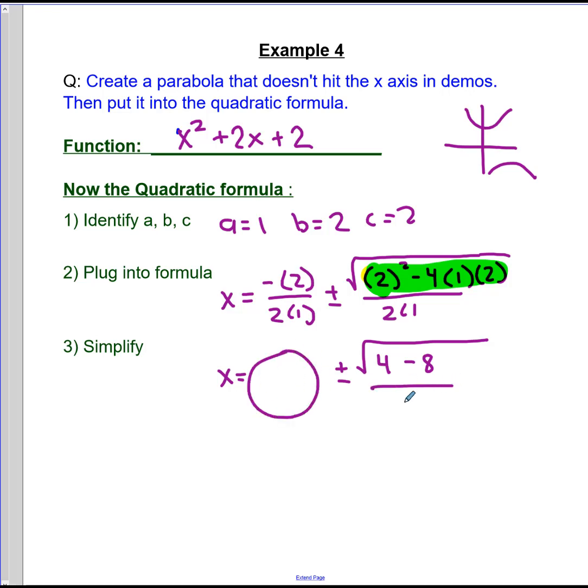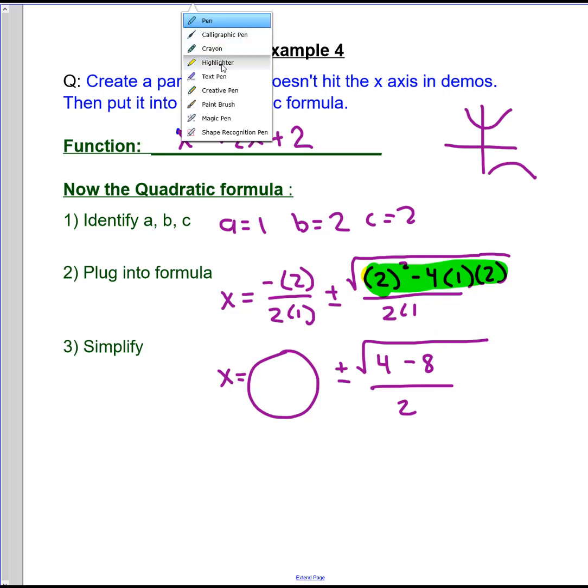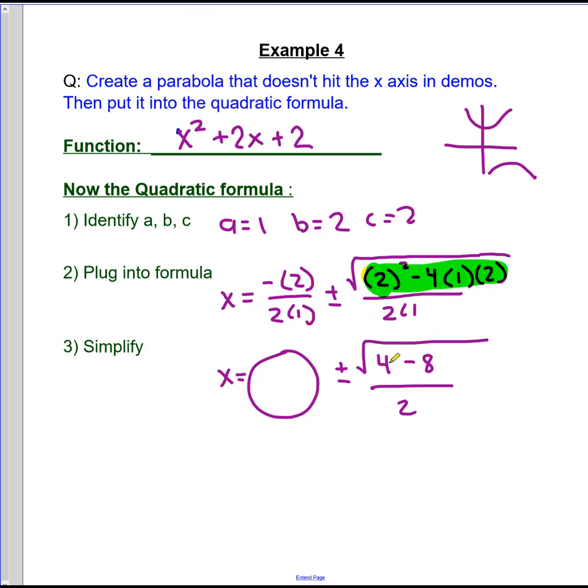Now, you can go ahead and do the rest of this. You can do the bottom over here, which is 2. But when we go to try to take the square root of this, what's going to happen, right? What's going to happen is not good. This is not good. It's not red, but I'm trying to make it like a warning, right? 4 minus 8 is negative 4. Guess what? The square root of negative 4 does not exist. It's undefined.